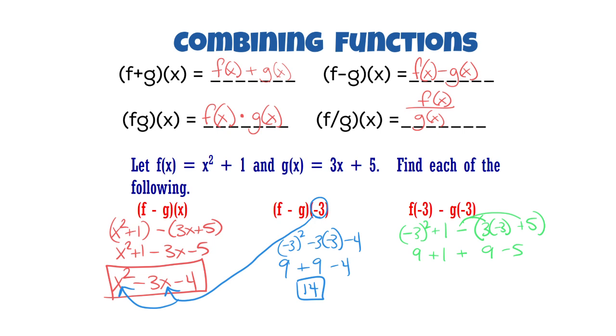And I end up with 10 plus 9 is 19. 19 minus 5 is 14. And looky there, I got the exact same thing regardless of which method I chose.